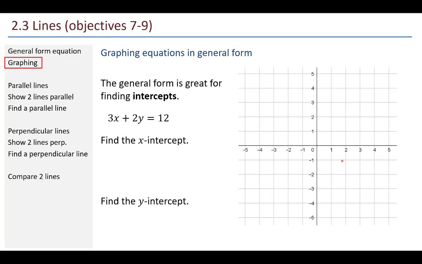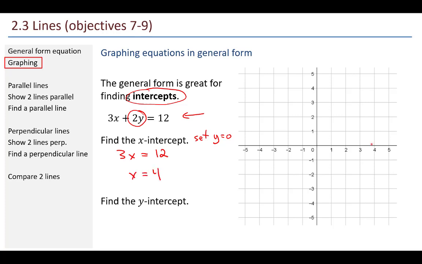And that is, the general form is great for finding intercepts. So the y-intercept and the x-intercept. How do we do this? So here's a line given to us in general form. Find the x-intercept. Here's the trick. To find the x-intercept, I set y equal to 0. So if y equals 0, so 2 times 0, this whole equation becomes 3x equals 12. And now I can divide both sides by 3 and get x equals 4.